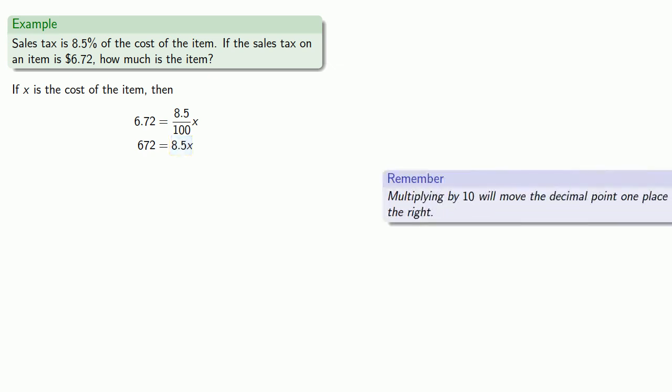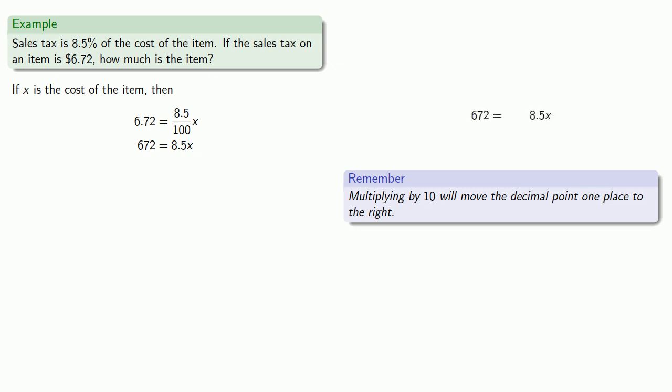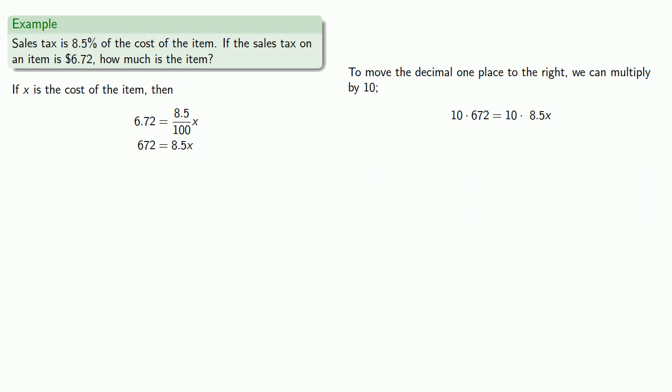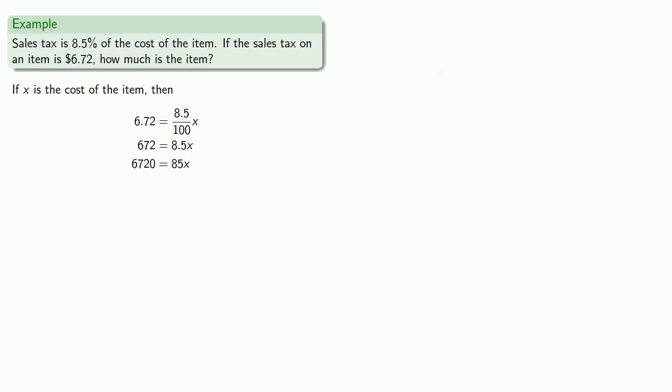And so remember, multiplying by 10 will move the decimal point one place to the right. And since 8.5 has one digit after the decimal point, we want to move the decimal place one place to the right, so we can multiply by 10. So multiplying both sides by 10 gives us 85x equals 6720. And finally, we can solve for x by dividing by the coefficient 85.